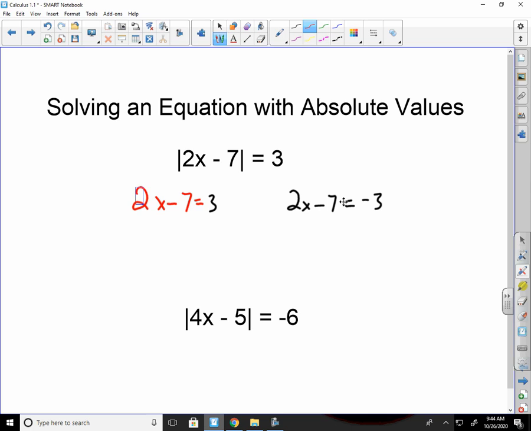So now let's solve that. 2x equals 10. 2x equals 4. x equals 5. And x equals 2.